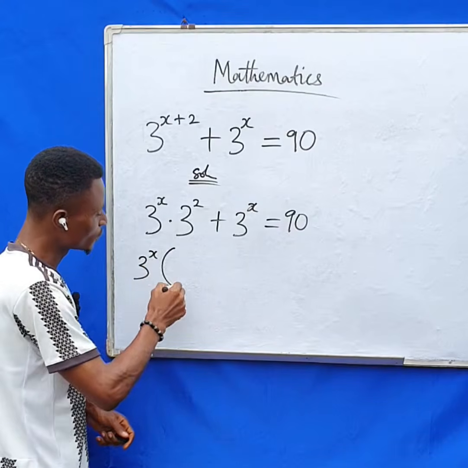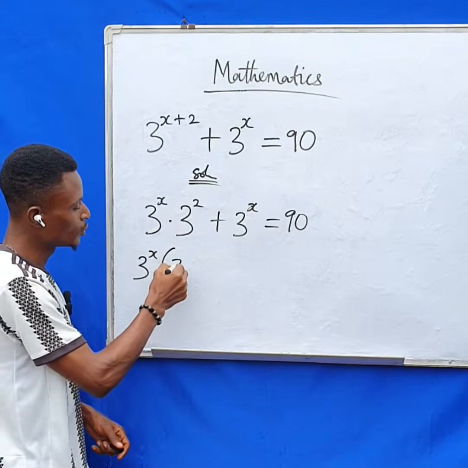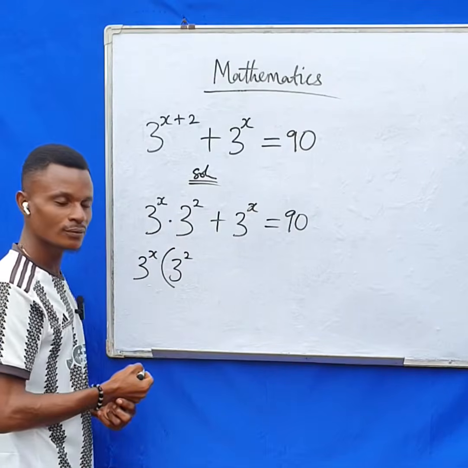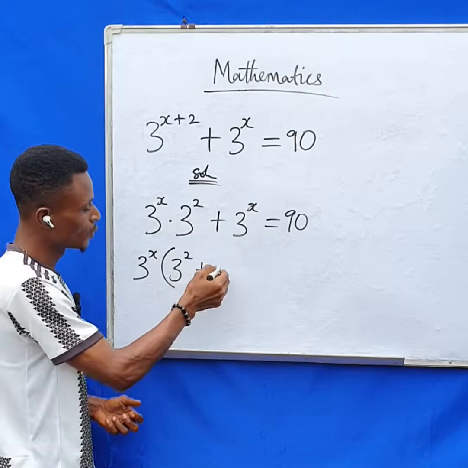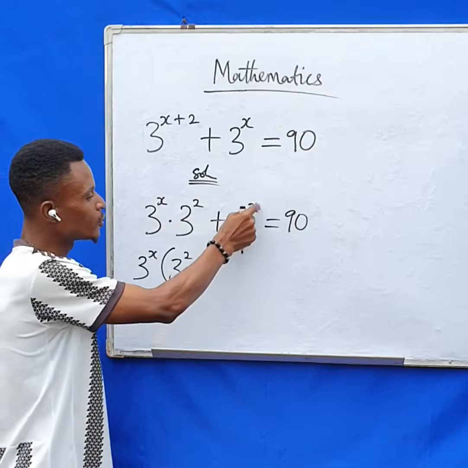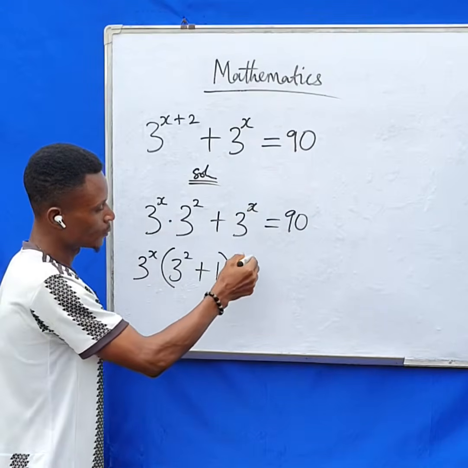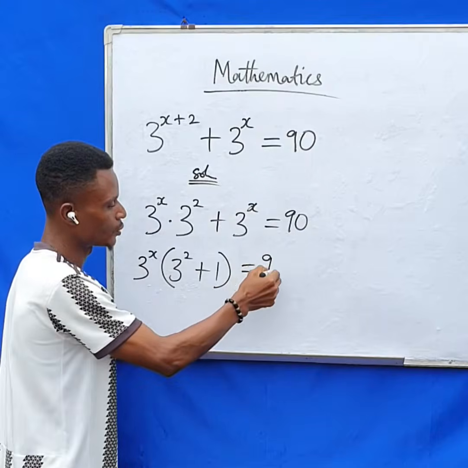Then we open a bracket. If you remove 3 raised to the power of x from this, you are going to be left with 3 raised to the power of 2, right? Then plus this one: if you remove this, you are going to be left with 3 raised to the power of x divided by 3 raised to the power of x, you get 1. Then equal to this 90 here.